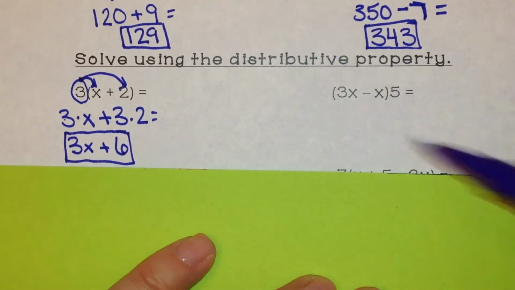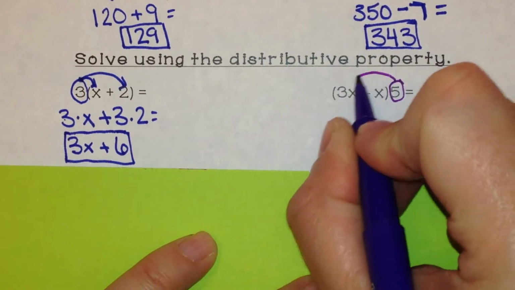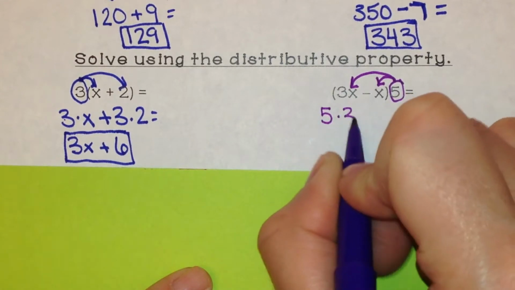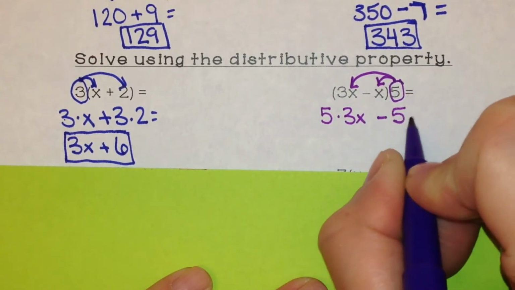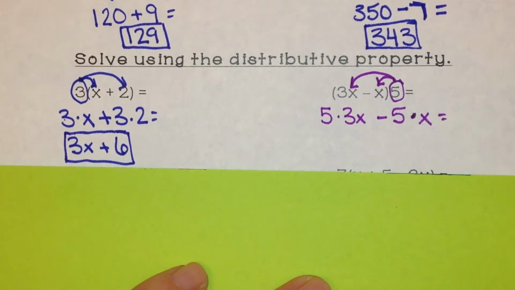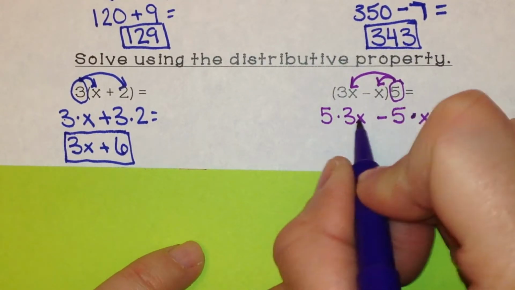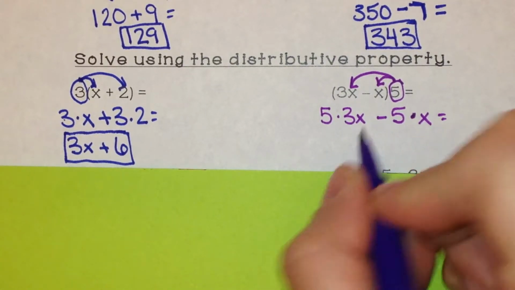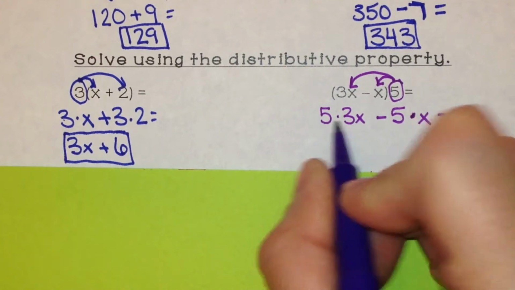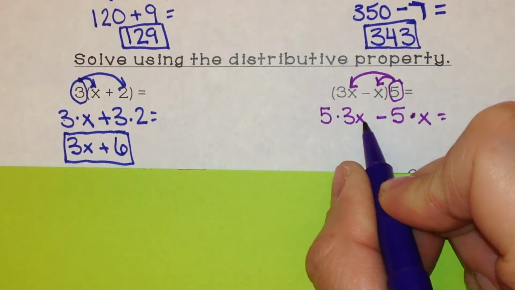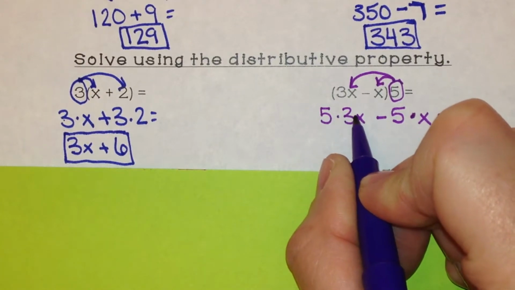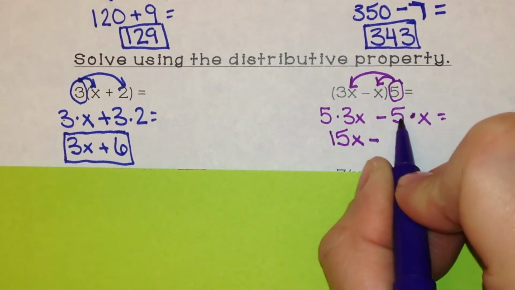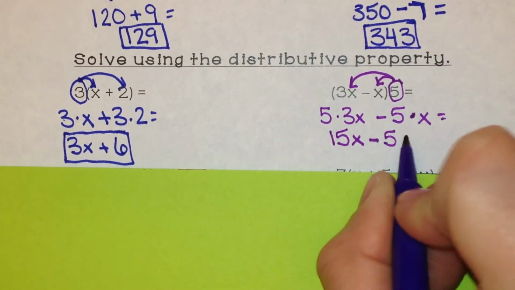All right, this one, we have the 5 on the outside. So I'm going to multiply it by both. So I have 5 times 3x minus 5 times x. So 5 times 3x. Okay, multiplying is different than adding and subtracting when you don't have to worry about like terms. You can just say 5 times 3 is 15, which is also multiplied by x, because this is basically 5 times 3 times x. So 5 times 3 is 15x minus 5 times x is just 5x.